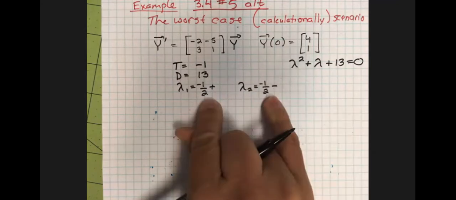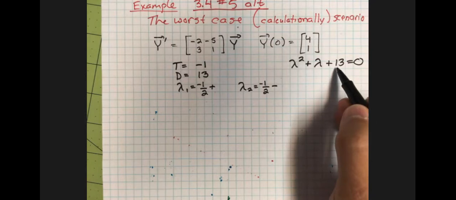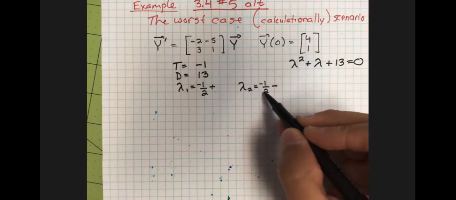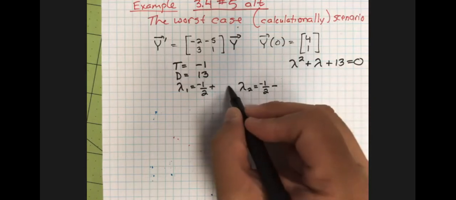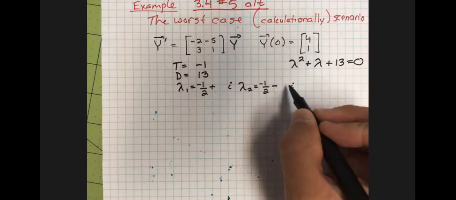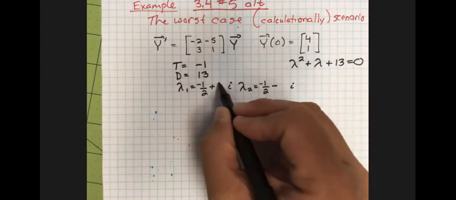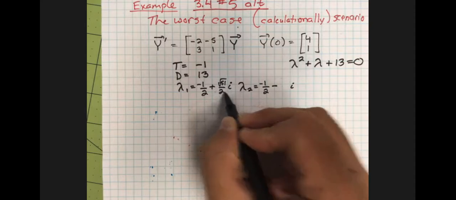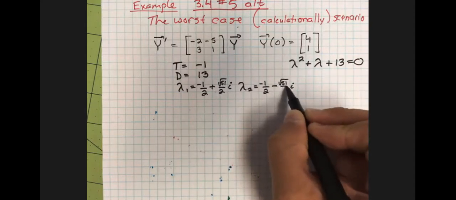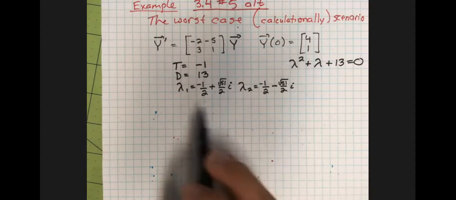I'll write them as separate ones here. 1 half squared, negative 1 half squared is 1 quarter. 13 is an easy number, but if you put it in quarters, it's 52 quarters. You're at 1 quarter now. You are shy of 52 quarters. Shy of 52 quarters means you're going to need an imaginary number. How far shy are you of 52 quarters? 1 quarter to 52 quarters, 51 quarters. And the square root of 51 quarters is root 51 over 2. We did it. We found a nasty, nasty problem, eigenvalue-wise.